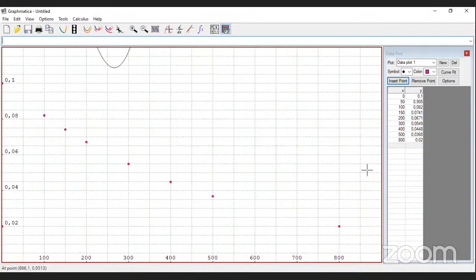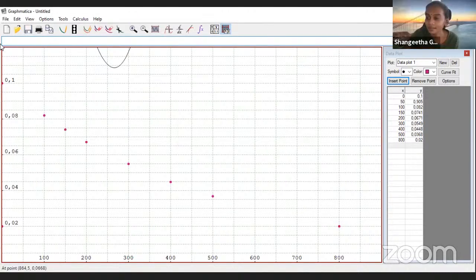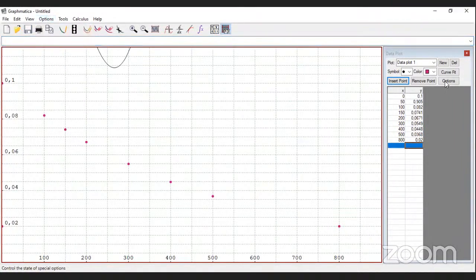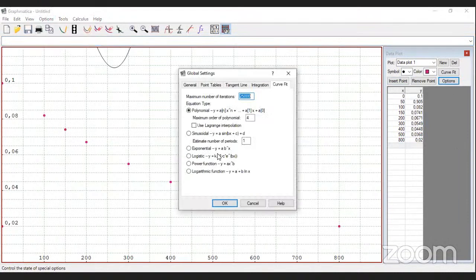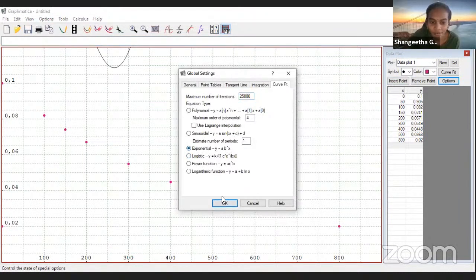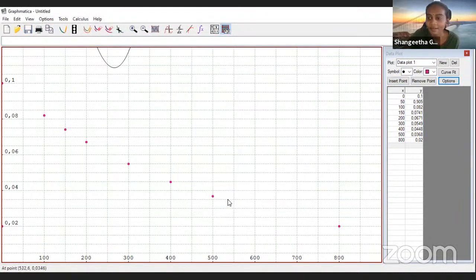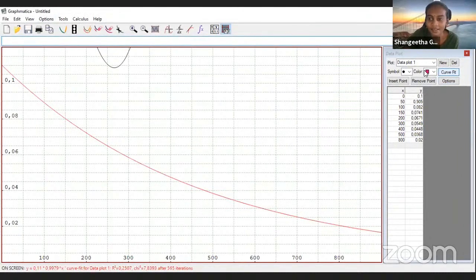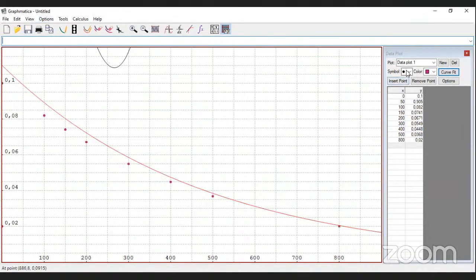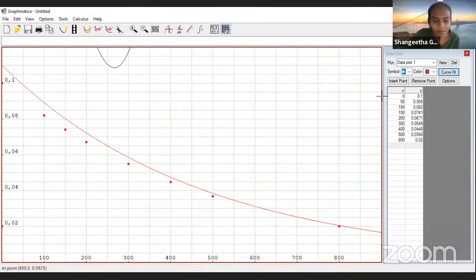Okay, now you go to options. No, here, down here, in the box. Yeah, options. Then you go to exponential graph. Cool. Right, then you go to curve fit. Yes, and then you click again on your symbol, actually. Yes, click on it. Okay, it should actually be in the range, okay?